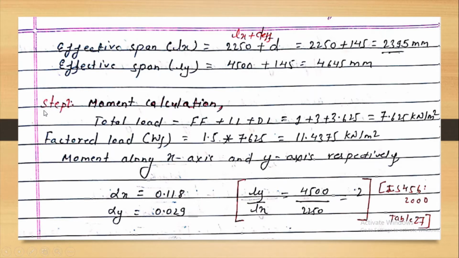At step number 2, we're going to calculate the moment. The total load is the sum of the floor finishing load, live load and dead load. The summation of these three loads gives 7.625 kilonewton per meter squared. For factored load, we multiply the total load by 1.5, and we get 11.4375 kilonewton per meter squared. After that we calculate the moment along the x-axis and y-axis respectively.